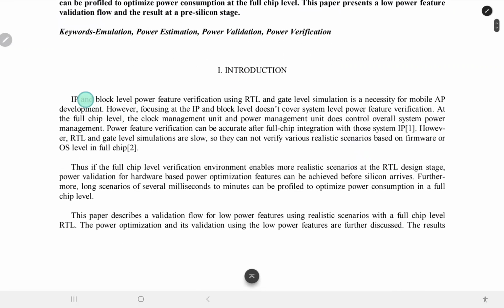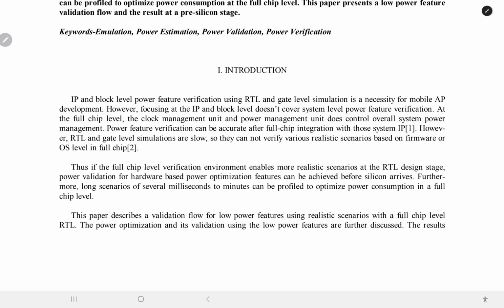Introduction: IP and block level power feature verification using RTL and gate level simulation is a necessity for mobile AP development. However, focusing on the IP and block level doesn't cover system level power feature verification.